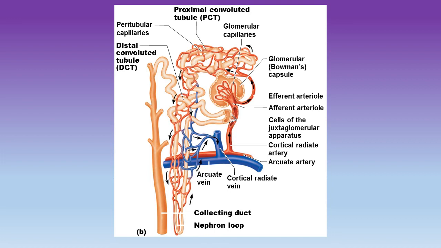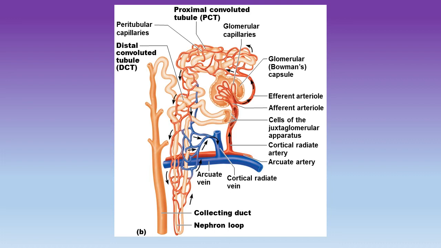Convoluted because you can see it's not straight. There are all kinds of twists and turns. Proximal, why? Because it's closest to the Bowman's capsule. Remember, proximal is closer, distal is further away. In the proximal convoluted tubule, you have this new filtrate. This is the beginning of forming of the urine.